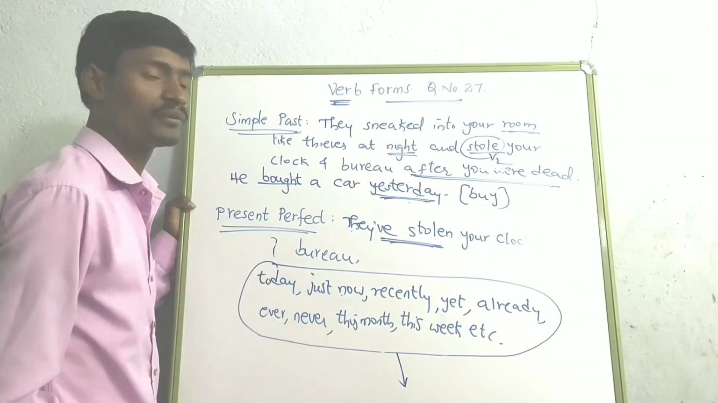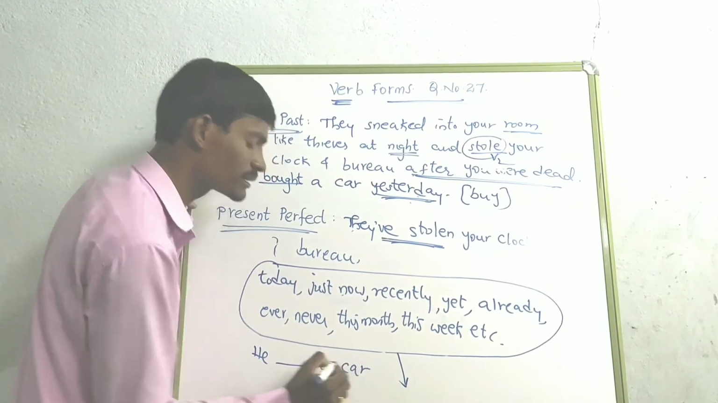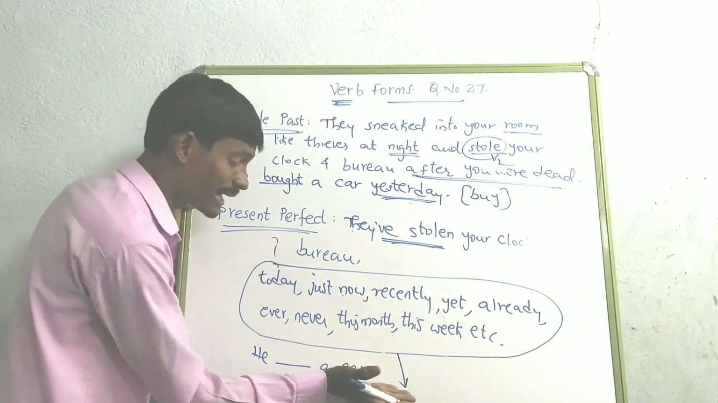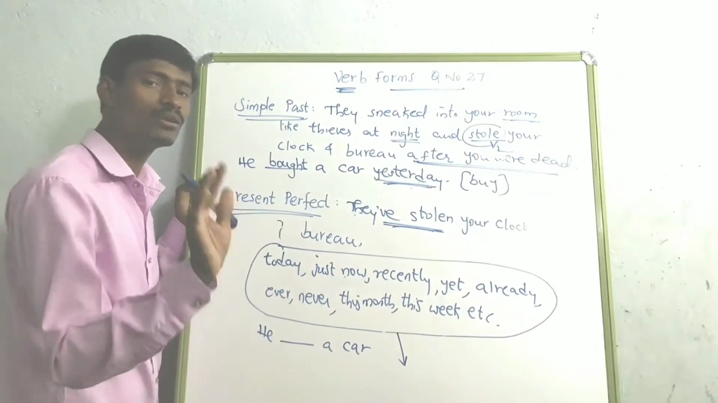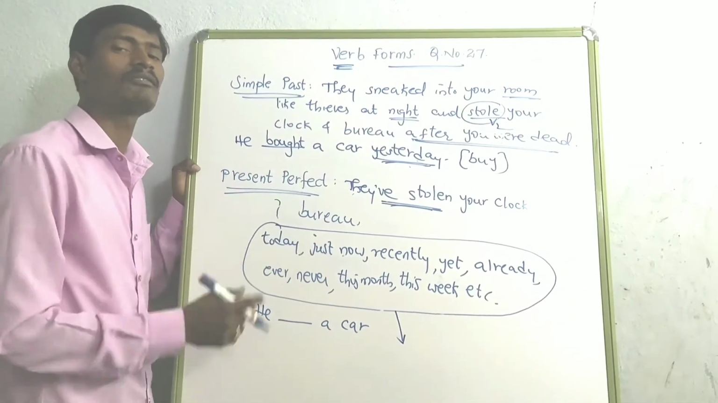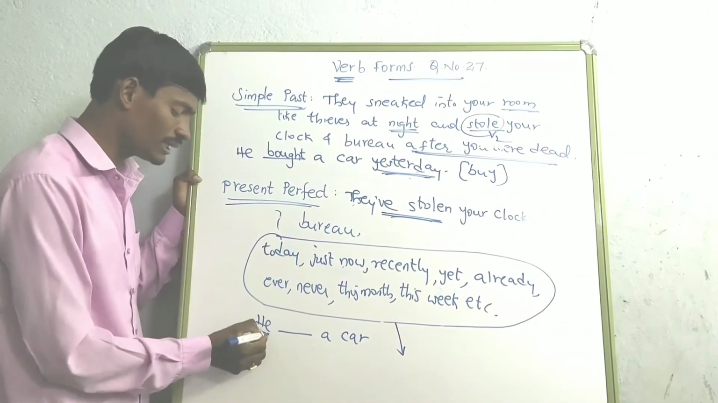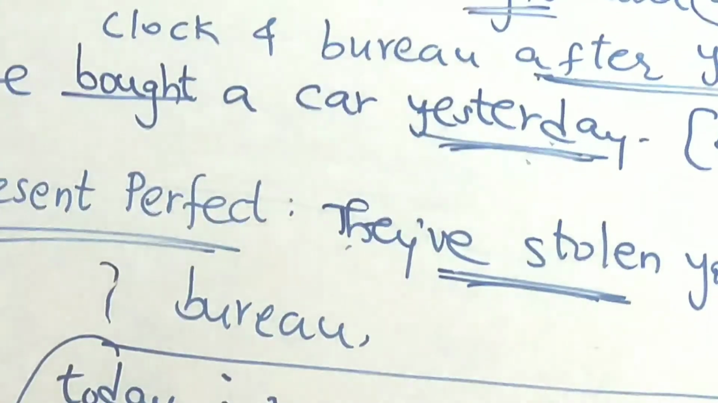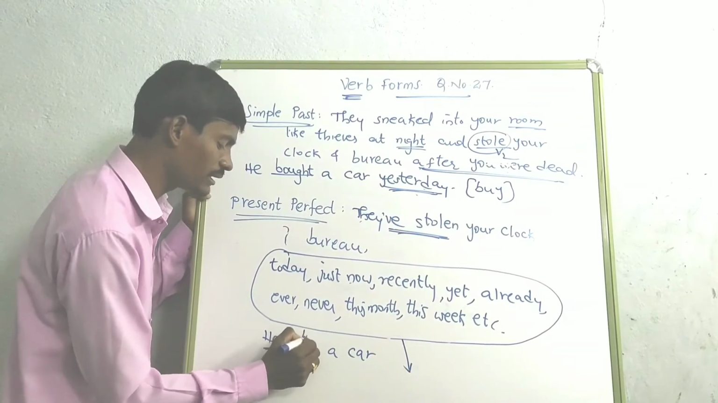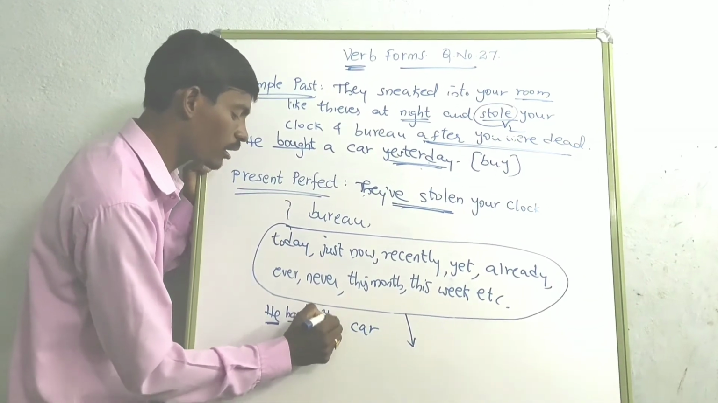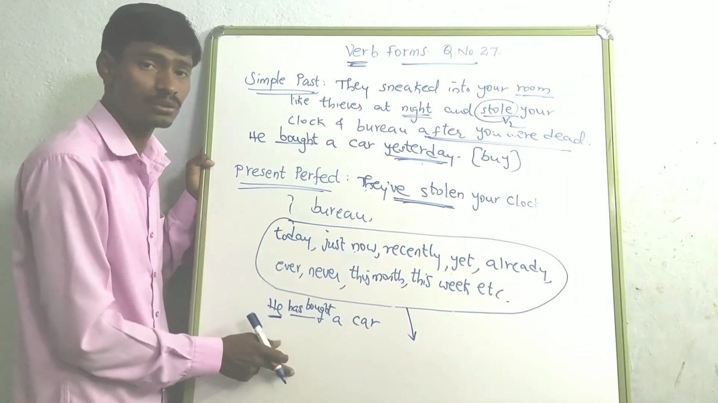The same example, if you take: he dashed a car. Remember here, time is not given. When time is not given, you go for present perfect. What is the structure of present perfect? Has or have plus V3. He is singular, so for singular we use has, not have. So he has plus V3 of buy: he has bought a car. Identify the difference between the two sentences.